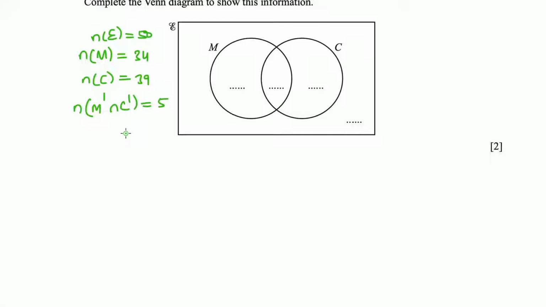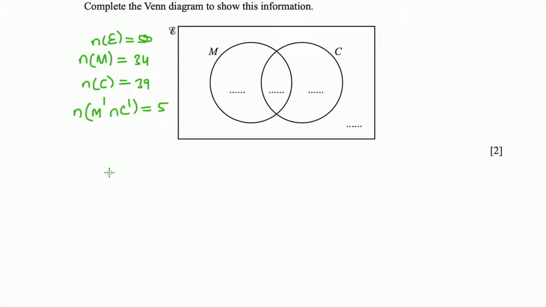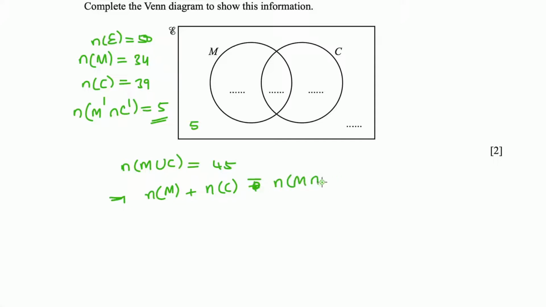So now let us try to complete the Venn diagram. So what do we know now? n of M union C is given by 45. Why? Because 5 people don't have either mobile or computer. So 5 people will be here. So within these two blocks there are only 45 people. That implies n of M plus n of C minus n of M intersection C is equal to n of M union C. So if I take all the values, 34 plus 39 minus n of M intersection C is equal to 45.